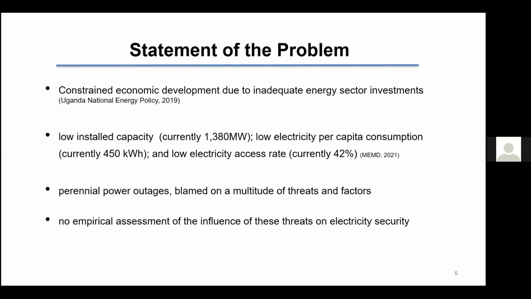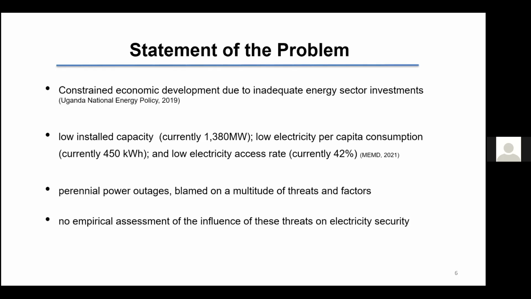This amount is way below the 41,000 megawatts that we need, for instance, to propel ourselves to middle-income country status. At the same time, there is low electricity per capita consumption. In other words, Ugandans on average annually use 450 kilowatt hours of electricity. But our middle income status drive requires that at least on average, a Ugandan should be using around 3,600 kilowatt hours in terms of consumption and capacity.